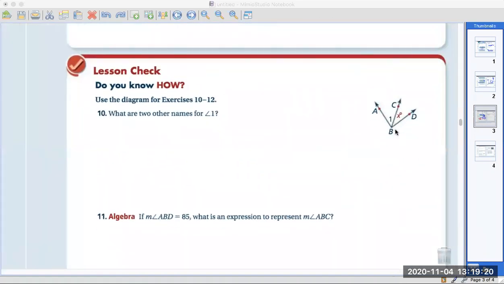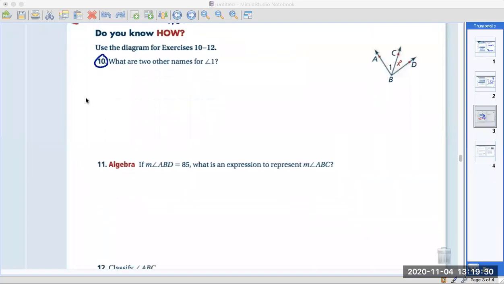And so lesson check is always your homework and a few more problems. You need to know how to name angles. So there it is. This one is really cool, number 11. If you can figure this out, an expression. The expression will use x in the answer. So it's not a number, it's going to use x.